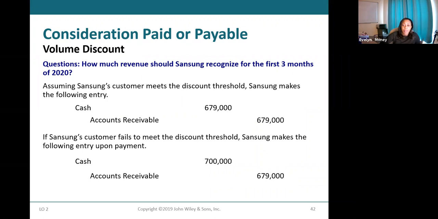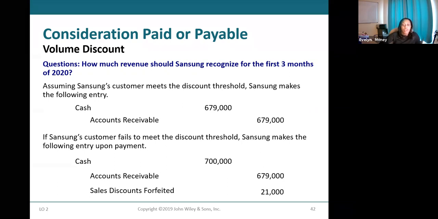Now, of course, if the customer doesn't pay us within that period that we require, then we have to deal with sales discounts forfeited. So this part is a repeat of what you learned in Intermediate 1 when we were using our gross method and our net method in order to record our receivables and our sales discounts. And this, of course, is the net method. But the net method is there because of our new revenue recognition principle. We have to show our revenues and our accounts receivable at the amount that we can reasonably expect to collect.